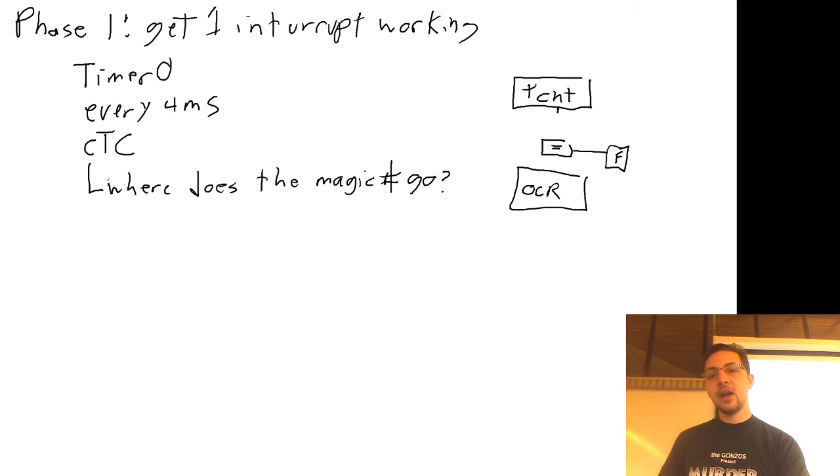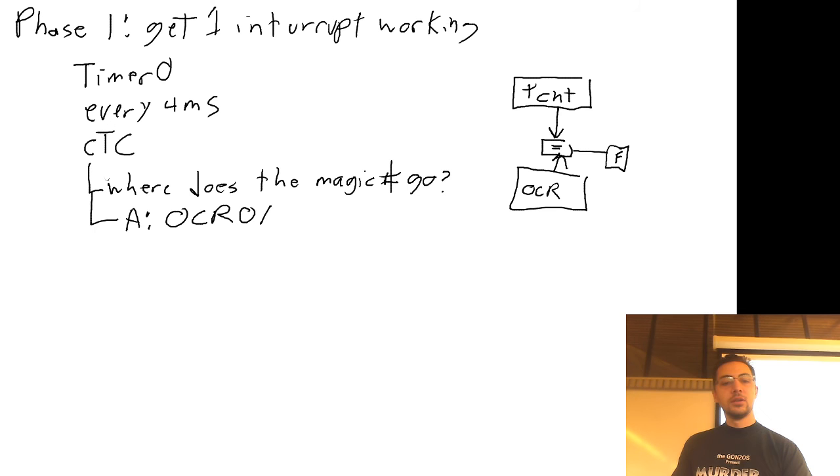Okay, we compare the free running counter at all times to the value of the OCR register, and that sets off the flag. That's what we're doing here. So it's going to go into the answer OCR0A. The next question is, what is the magic number?